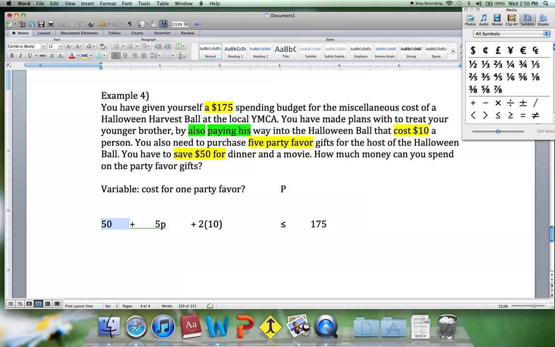So now we're ready to solve this inequality. So we have 50 and 20 that are going to be like terms that we can simplify. So 50 plus 20 is 70, plus our 5P. And this is going to be less than or equal to our 175. And then we're ready to use our first inverse operation and subtract 70 from both sides.